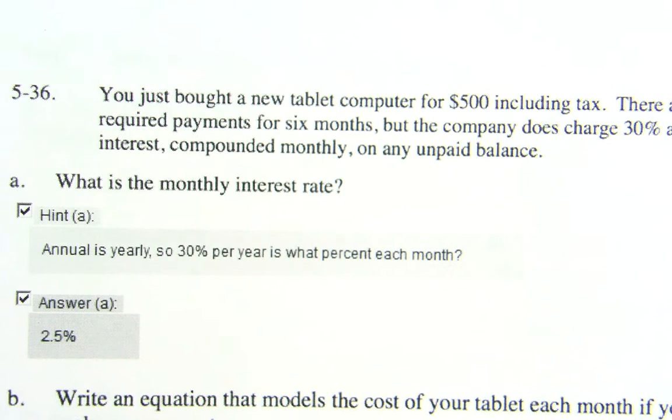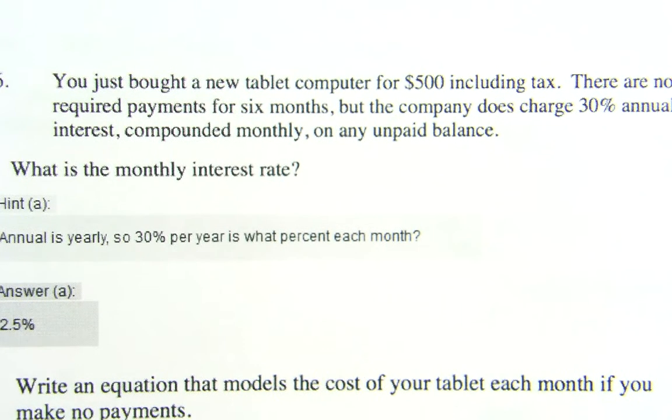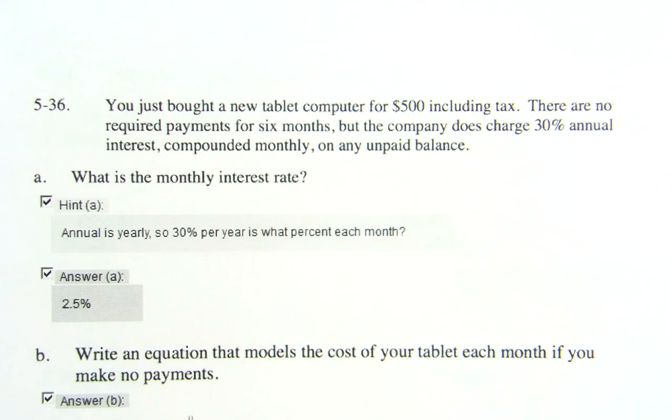You just bought a new tablet computer for $500, including tax. There are no required payments for 6 months, but the company does charge 30% annual interest compounded monthly on an unpaid balance. This is actually a pretty good problem for me, because there's a lot of people out there who will go to Best Buy, and Best Buy will offer them their lovely no interest for 6 months, but in this case you do have interest for 6 months.